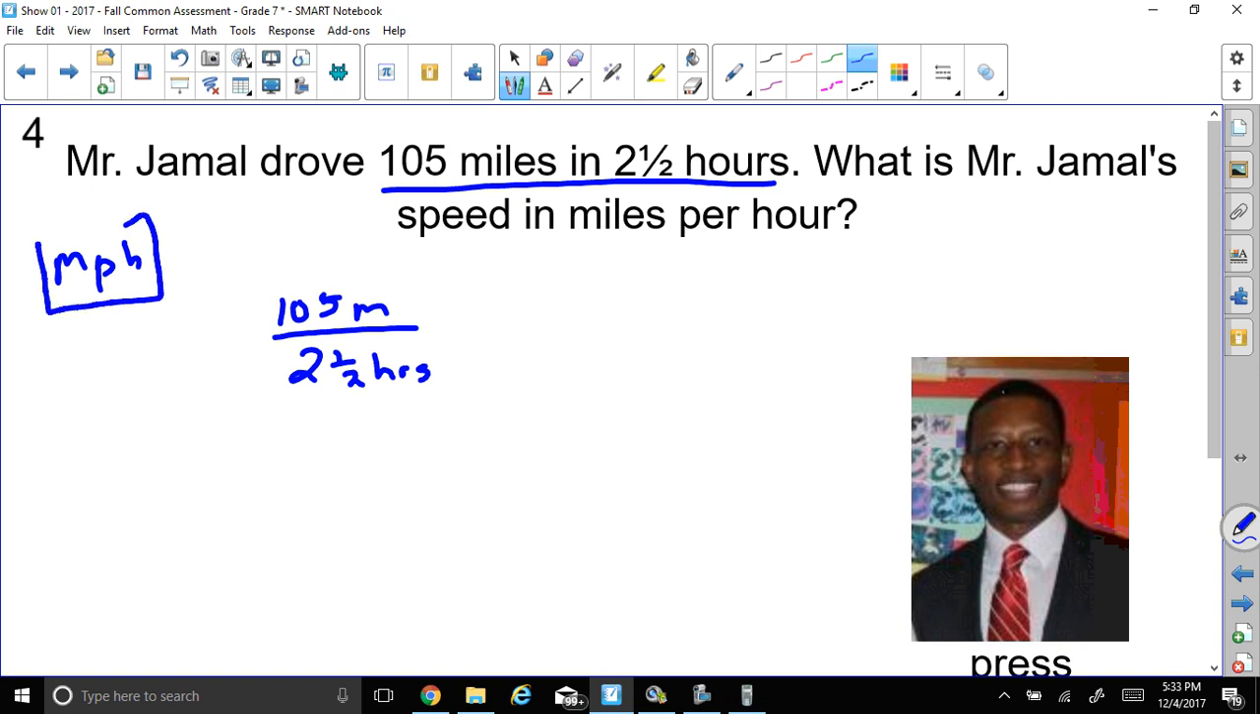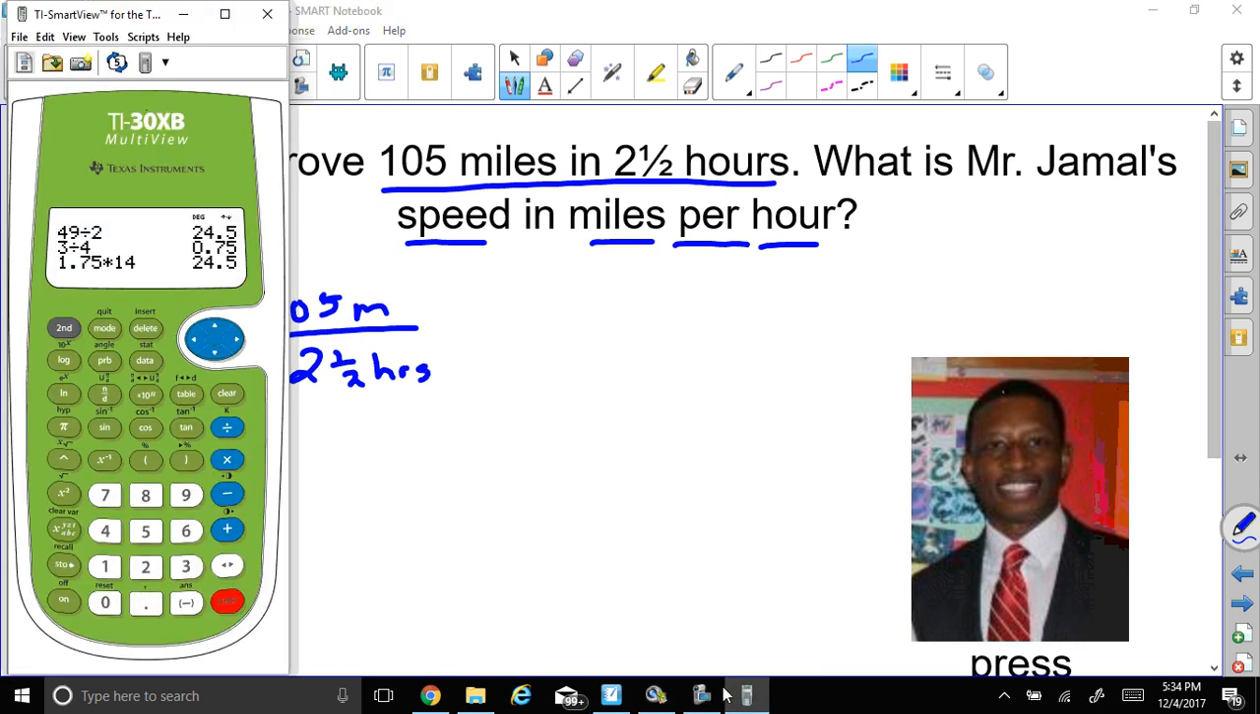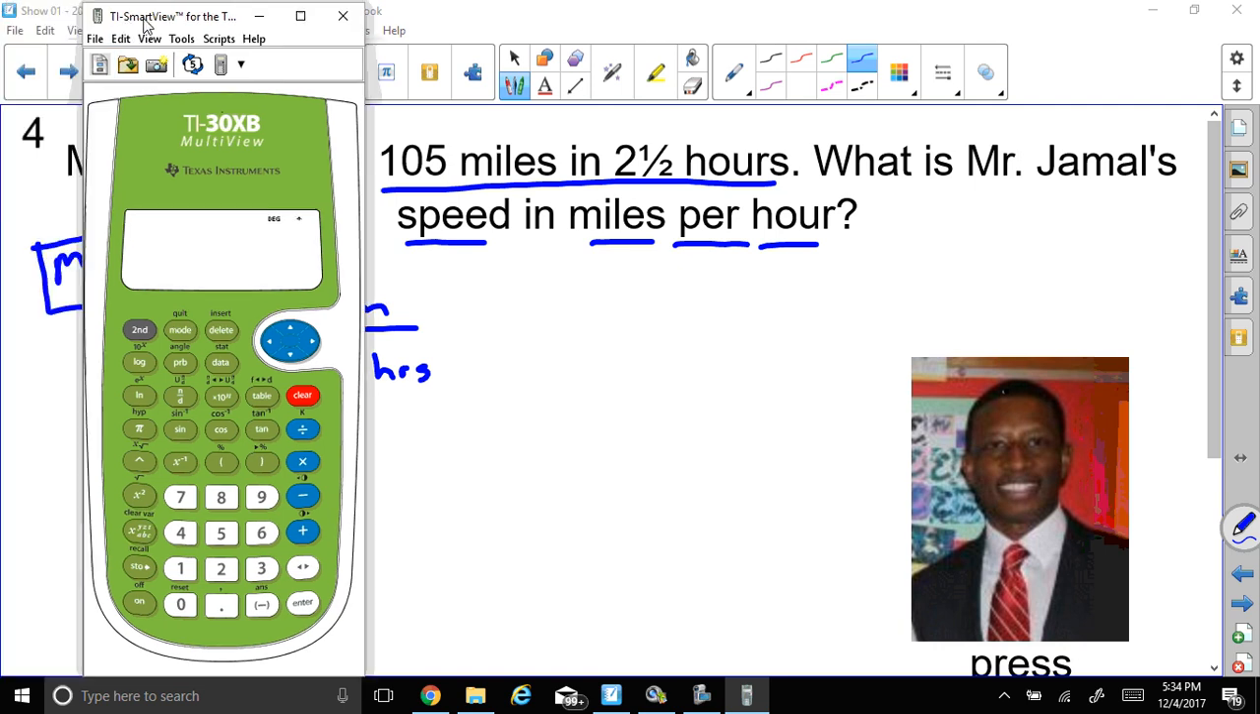That's the speed limit sign that you normally see. And we're interested in Mr. Jamal's speed in miles per hour, mph. So all we have to do is get our calculator to divide these two numbers. And let's get my calculator up again. Clear that out. And then I'll be set.